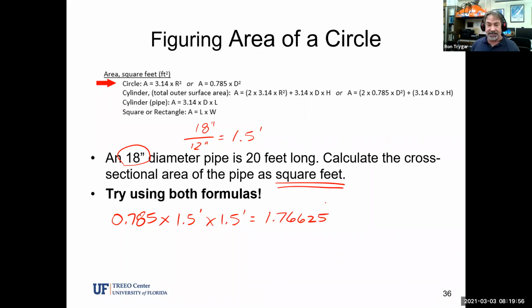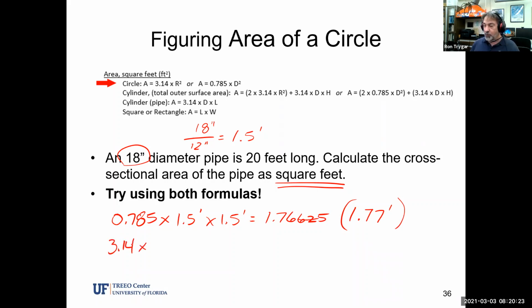1.76625. And like I said earlier, we don't have to keep all of these digits for our mathematics. We can round that off, drop some of those numbers. And if we go with 1.77 square feet, that will be just fine. So essentially the 625 goes away and we end up with 1.77. That's the one method. What about the 3.14 method?